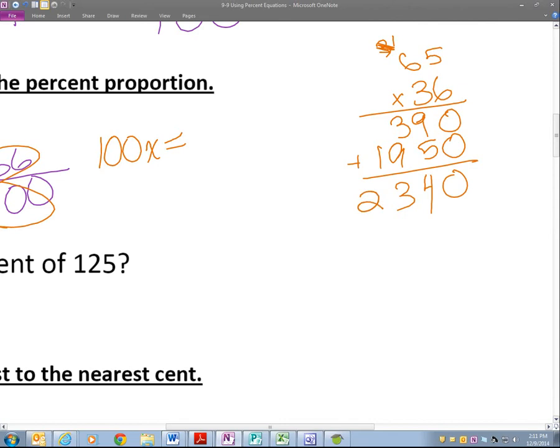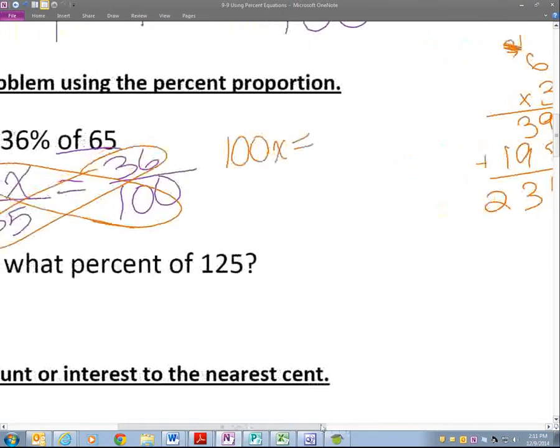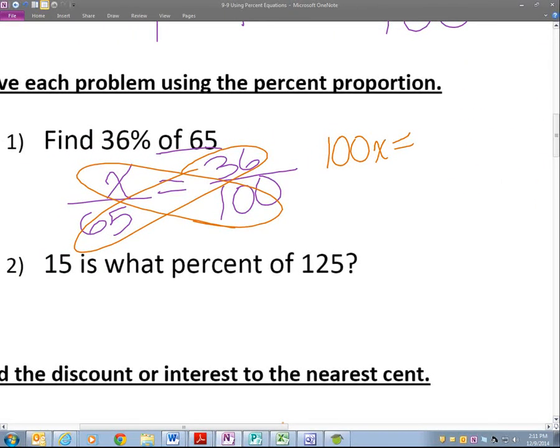So it's cross product here, here, and we're going to get 100x equals. Then I go to my scratch paper on my test and do 36 times 65, with the bigger number on top. I did 36 times 65, and I got 2,340. I'm going to divide each side by 100, and because of all the practice that we've been doing with percentages, all I need to do is move my decimal point two places to the left, and I get 23.4 as my answer. Okay? That's the only one we're going to work out.